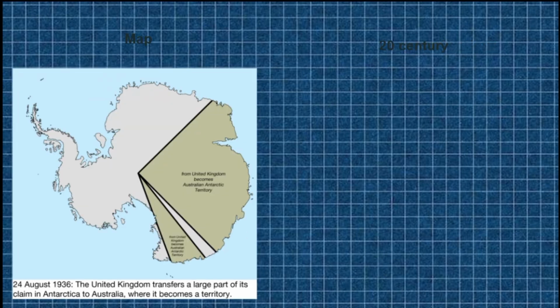Now we close into the 20th century. The United Kingdom transfers a large part of its claim in Antarctica to Australia, where it becomes a territory. There's also a tiny part of the British claim that also goes to New Zealand. And no, it's not the part between the two parts of the Australian territory. That is French territory. I don't know why they just did that. They could have not split their territories in half.